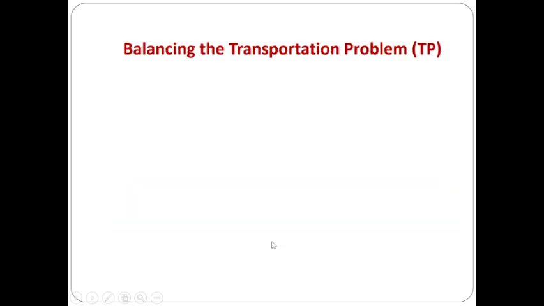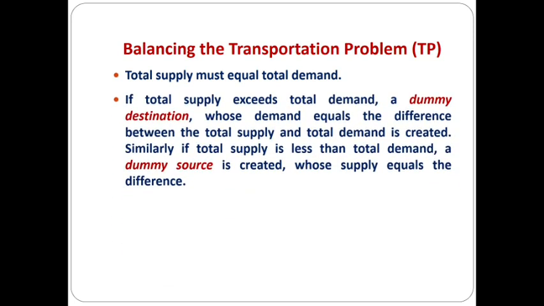Next thing is balancing the transportation problem. Balancing means the total supply must always be equal to the total demand. If it is not the case, that is called an unbalanced transportation problem. If it is not equal, there may be two cases: total supply may exceed, or total demand may exceed.